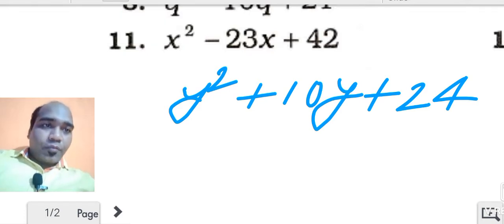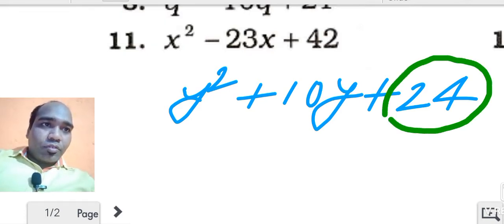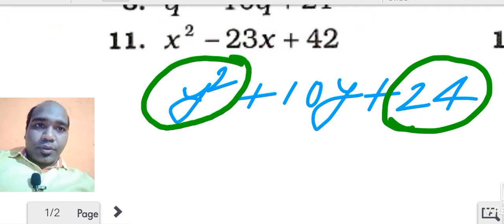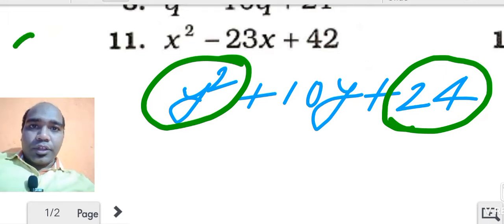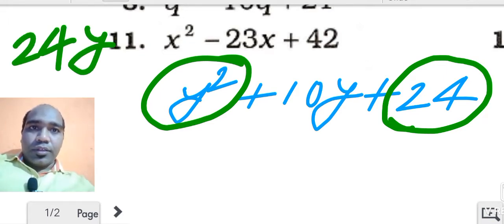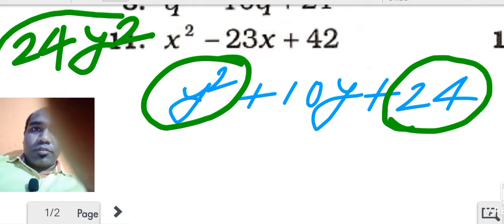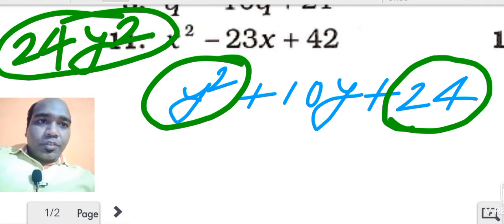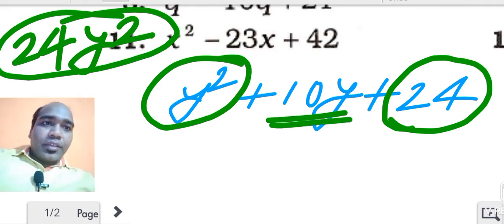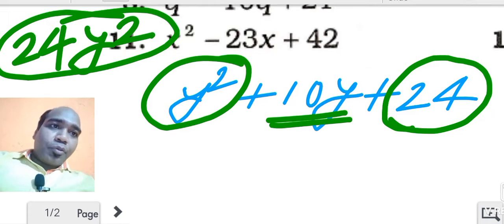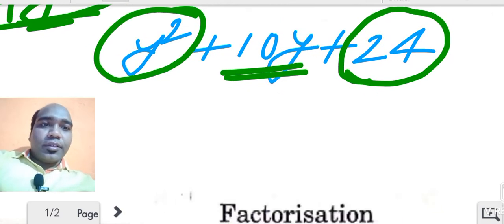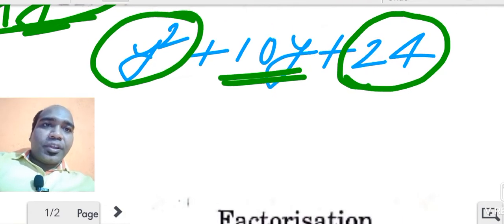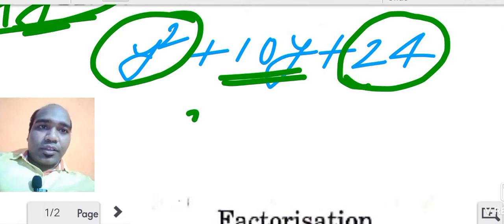Now look here. First of all, you multiply this constant part and this square part. If we multiply, how much will we get? 24 into y square, we'll get 24y square. Now we have to split this 10y in such a way that their product will be equal to 24y square. Okay, so how many ways can we split 10y? So many ways are there.